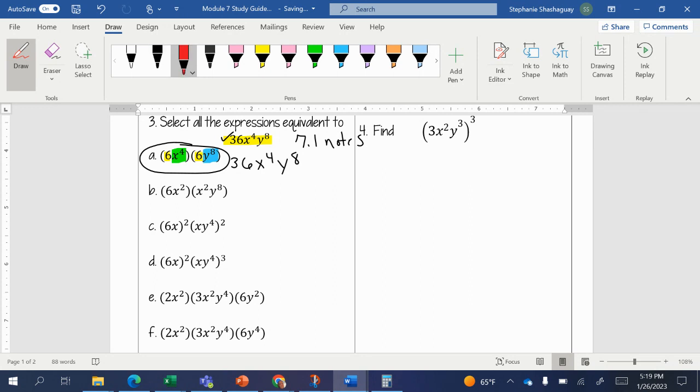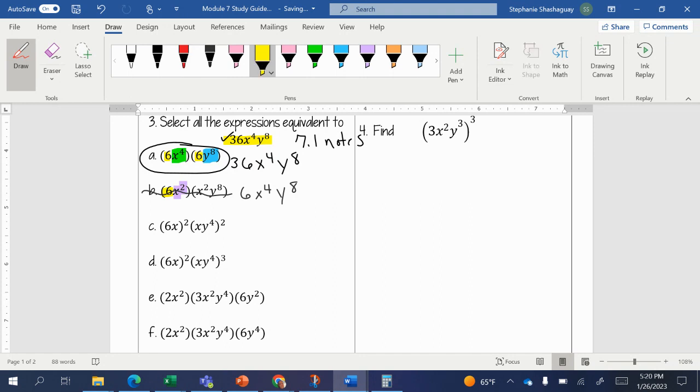Now, if we're looking at B, we have a 6, but where they're trying to trick you is that this exponent of 2 is only being applied to the x. It's not applied to the 6. So if I simplified this, it would be 6x to the 4th, y to the 8th, which does not match. So I'm just going to put a line through it or eliminate that as an answer choice.